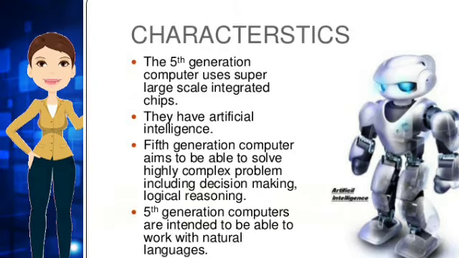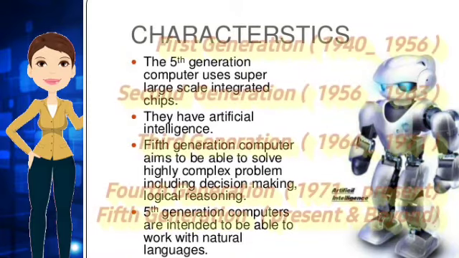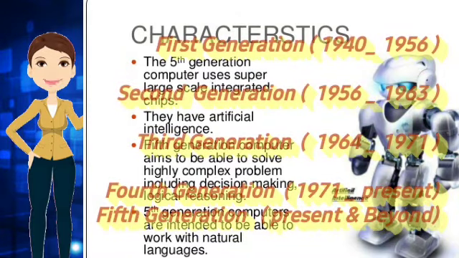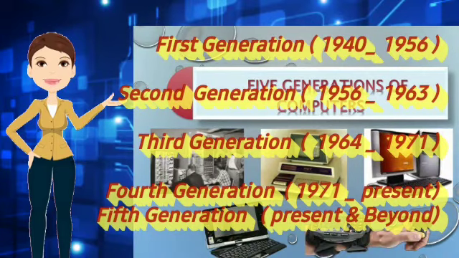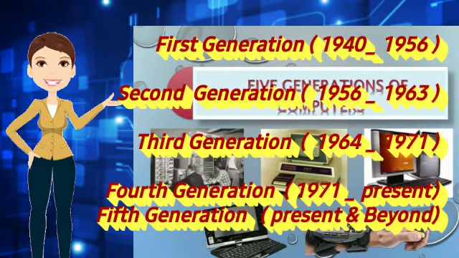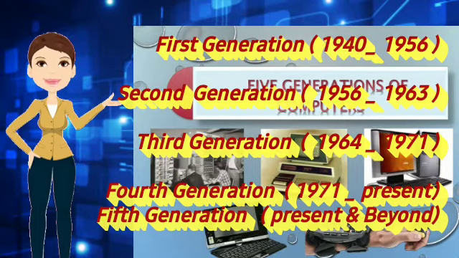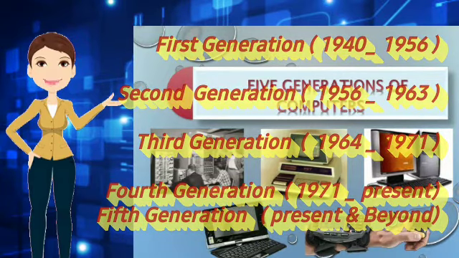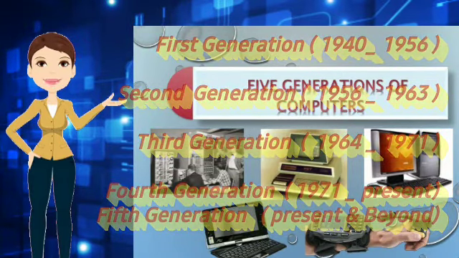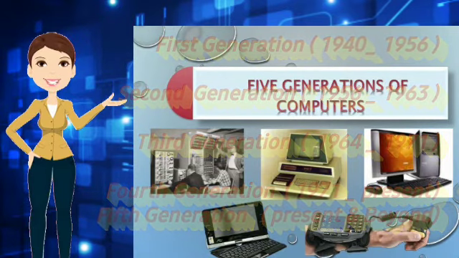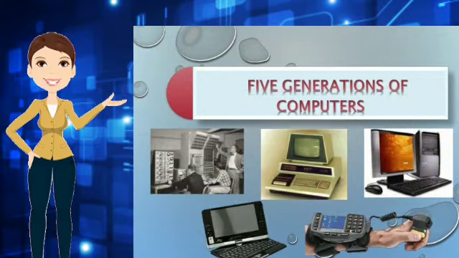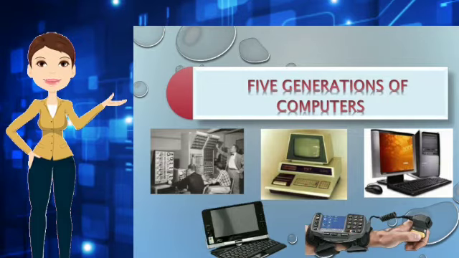These are the five generations of computers. The first generation is 1942 to 1956, the second generation is 1956 to 1963, the third generation is 1964 to 1971, the fourth generation is 1971 till present. We are using fourth generation systems only. The fifth generation means present and beyond; the development of technology is very expensive and very high, like artificial intelligence and robots. These are the five generations we classify as types of computers.